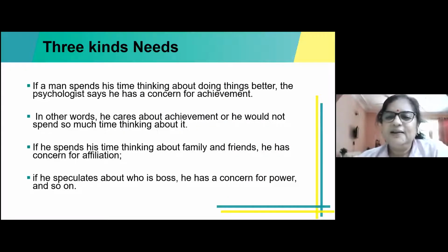Now he's saying that if a man spends his time thinking about doing things better, the psychologist says he has a high concern for achievement. In other words, he cares about achievement. Otherwise, he would not spend so much time thinking about it. है ना?